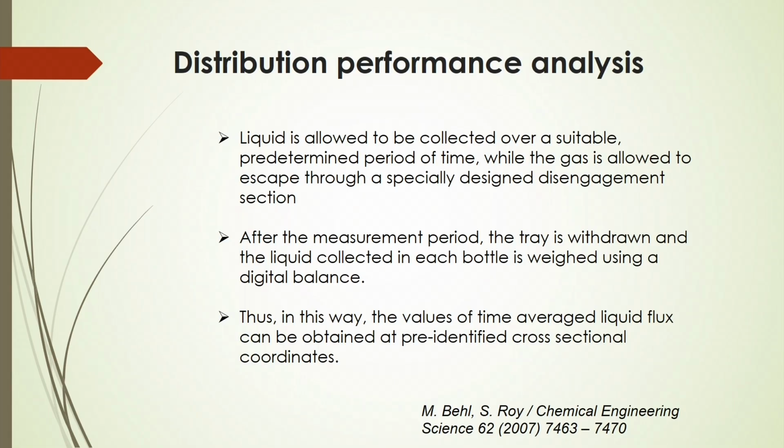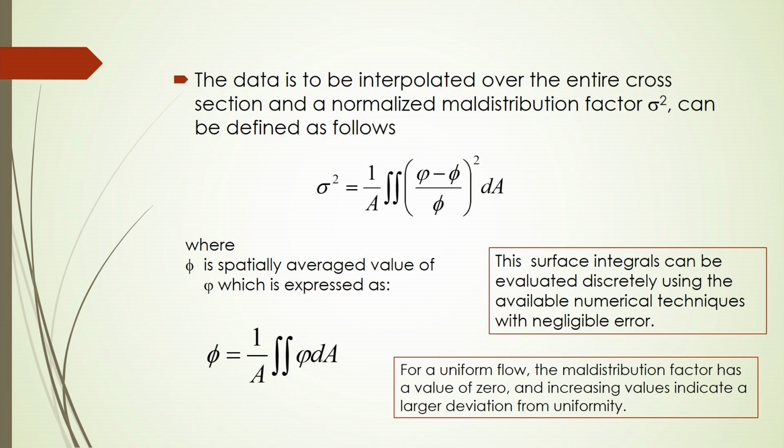After that, you can analyze the values of time averaged liquid flux obtained at pre-identified cross sectional coordinates, and then the data is to be integrated over the entire cross section, and a normalized maldistribution factor is to be defined, given here as sigma square, equal to 1 by A, the integral of phi minus phi bar by phi bar, whole square dA, as shown in the equation here in the slides, where phi bar is the spatially averaged value of phi, expressed like this.